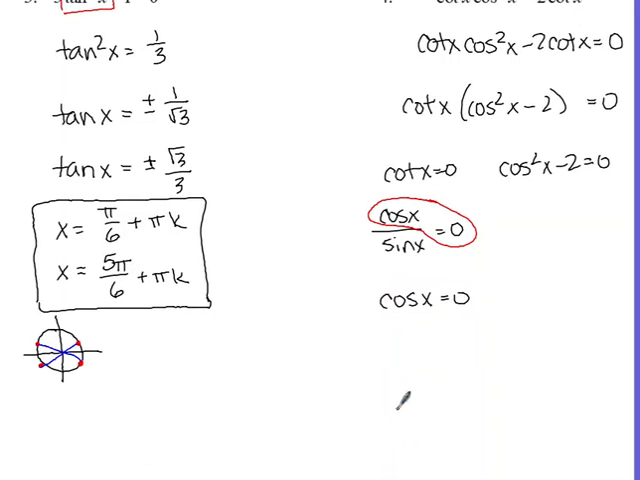So if we look at our unit circle, cosine is the x value. So cosine is 0 at pi over 2 and 3 pi over 2. So we can write that as pi over 2 plus pi k.